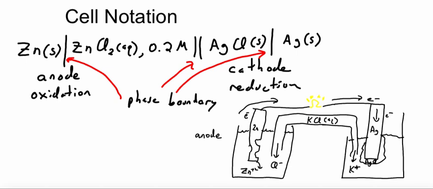Notice also the phase boundary. So we have a phase boundary between the zinc and the zinc solution. We have a phase boundary between the zinc solution and the salt bridge. That's here. So remember, this is going to be a gel, and here we have our solution. Then we have a phase boundary between our salt bridge and the other electrolyte solution over here. So the phase boundary there. And we finally have a phase boundary between the two different solids, so between the silver salt and the silver. So that's how cell notation works.